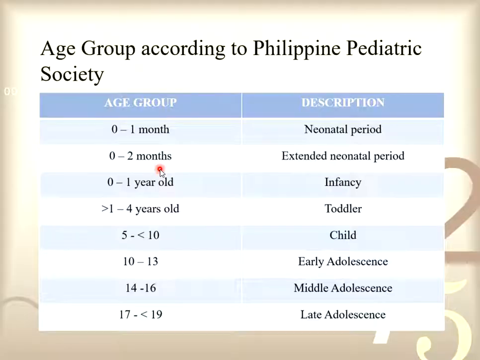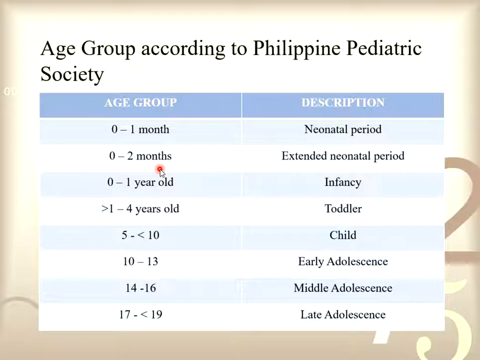So, there is one more. This is used by the Philippine Pediatric Society, or PPS. These are their adopted or accepted age groupings. 0 to 1, neonatal period. 0 to 2 months, extended neonatal period. 0 to 1 year old, infancy.